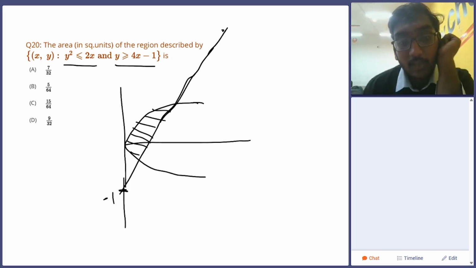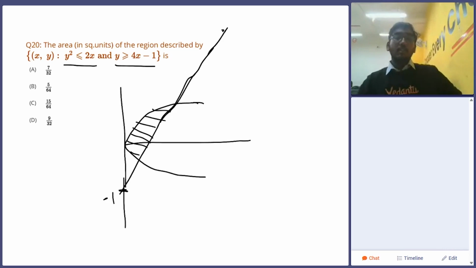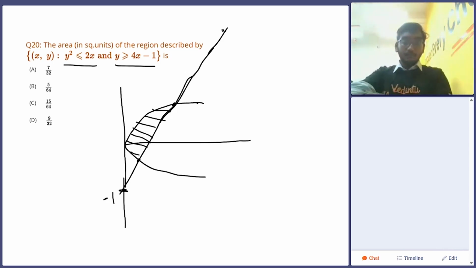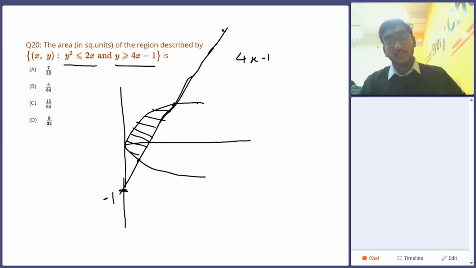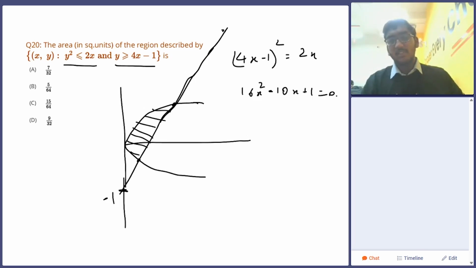Okay. So you have to basically find the area of this region. For that, what you can do is find the points of intersection of the straight line with the parabola, right? Just equate. Instead of y square, you just put 4x minus 1 whole square. Okay, 4x minus 1 whole square equal to 2x, right? So 16x square minus 10x plus 1 equal to 0 is what you will get, right?